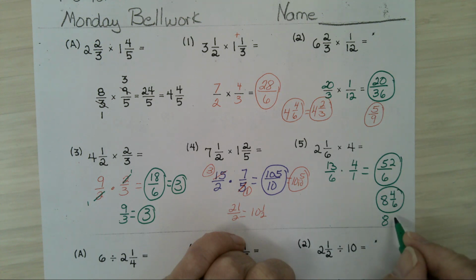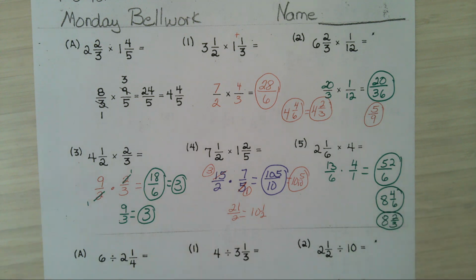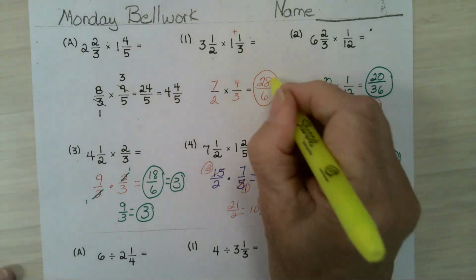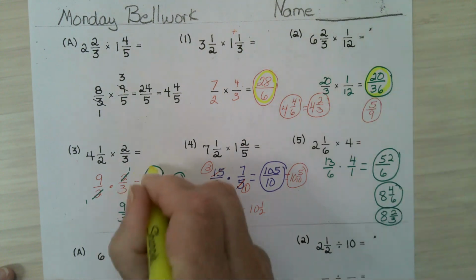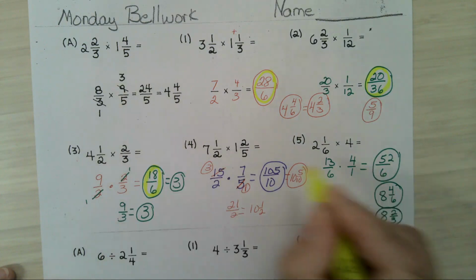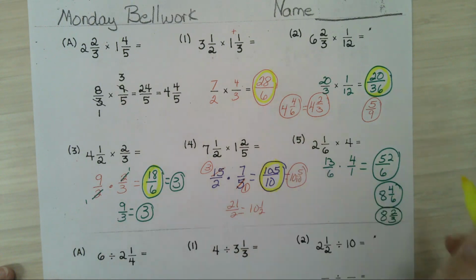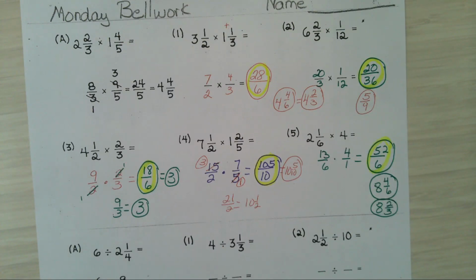2/3. 2/3. 2 divides 4 and 2 divides 6. All right. Any questions? Does everyone have 28 over 6? Or 20 over 36? These would be fine answers, but I personally like the simplified answers the best. Everyone good on how to multiply with mixed numbers?